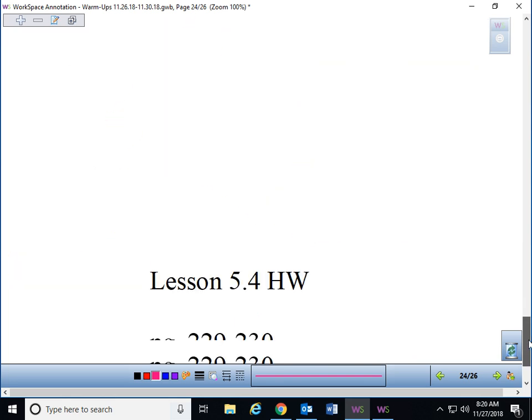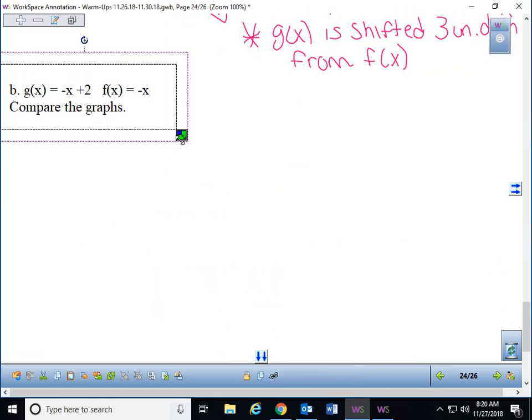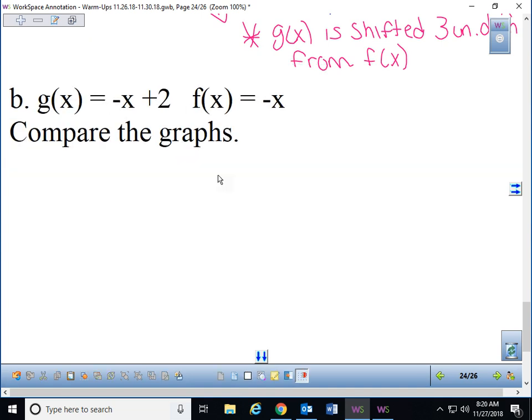Like in this very last example. We're not going to graph these. We're given these two functions, g of x equals -x plus 2, and f of x equals -x. And I just want to compare. So how many units is g of x shifted compared to f of x?